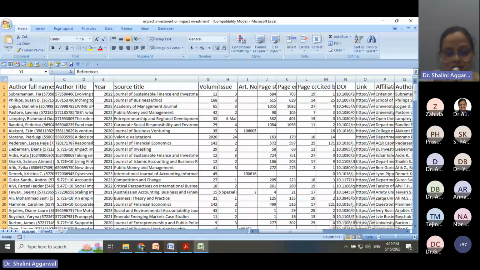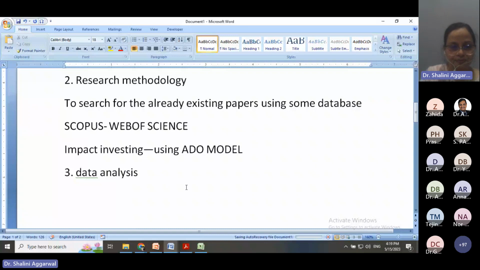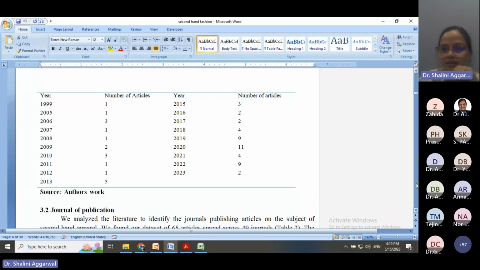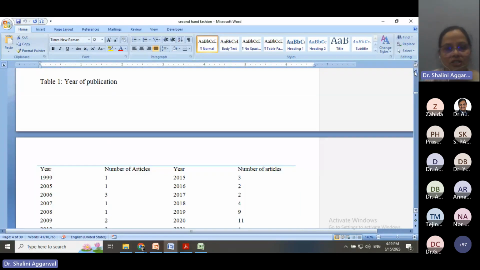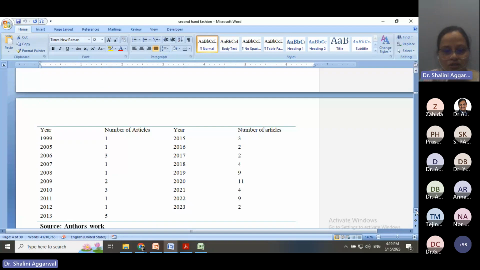Let's move to the next important aspect, that is called data analysis, and data analysis in SLR, right? So what is that and how do we go for it? Let me take you to my paper again. Look at this. This is data analysis. We have started with the data analysis because we have got the Scopus file. Now with the help of the Scopus database, this is the year of publication. Let me increase the font size of this.